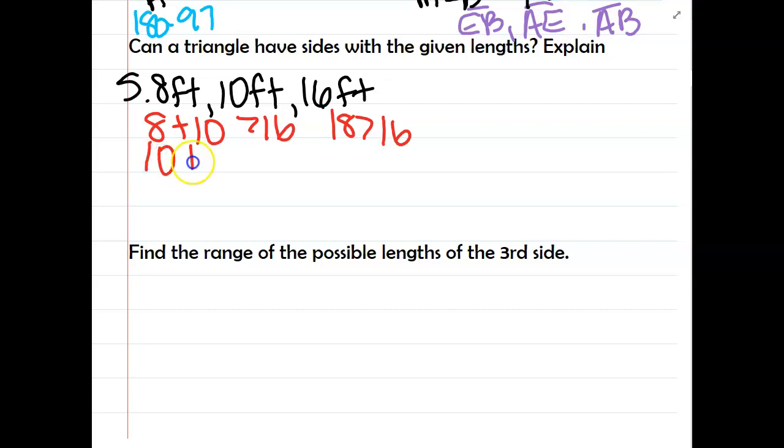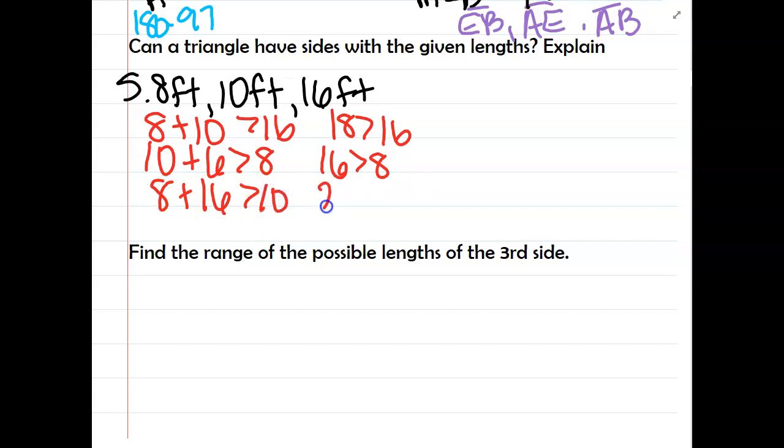Okay, and then if you take 10 plus 16, that would need to be greater than 8. So is 16 greater than 8? Yeah. So those two work. But you'd also have to take 8 plus 16. That'd have to be greater than 10. So is 24 greater than 10? Yeah. Okay, so they all work, which means yes, I would be able to create a triangle out of this.